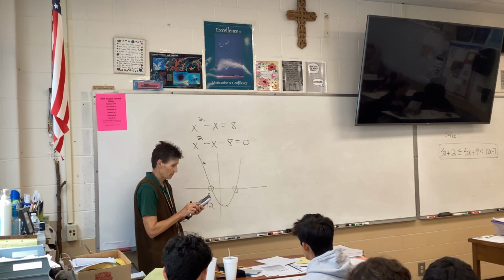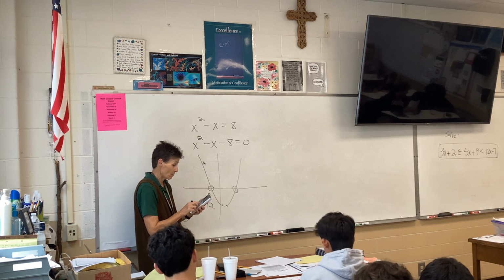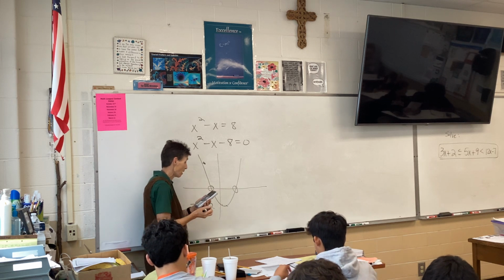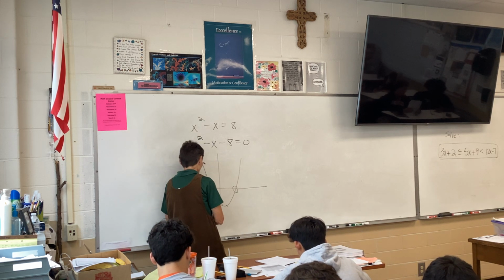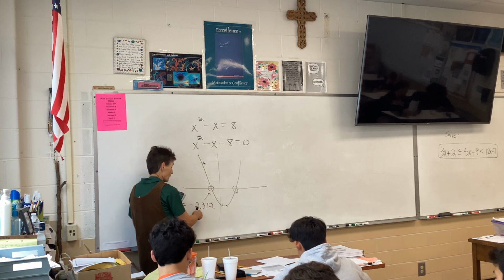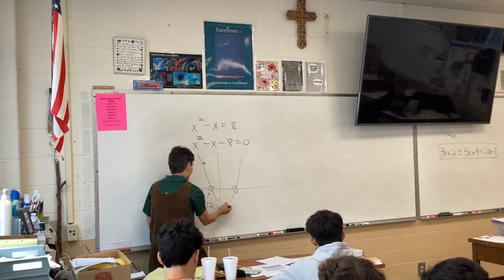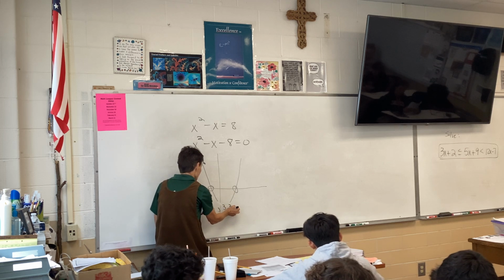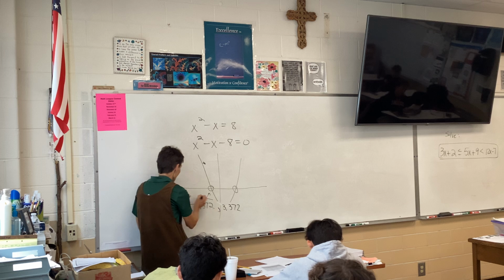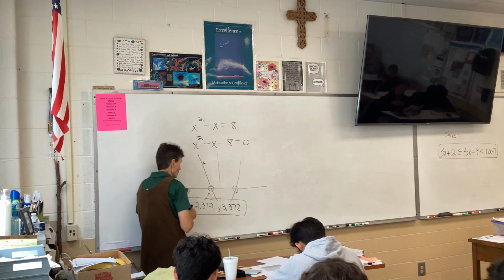Zero's easy. Yeah, both zeros are the answers. Two answers to the problem. So x equals this, and what's the other answer I'm going to get? 3.372. Yep. So there are the answers to the question.